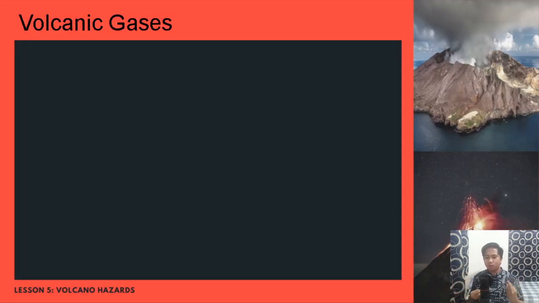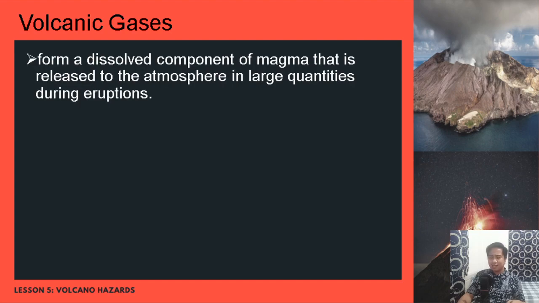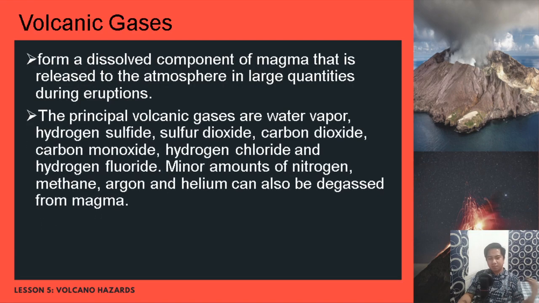Next is we have your volcanic gases. Of course, these are the gases expelled during the volcanic eruption. So the principal volcanic gases are water vapor, hydrogen sulfide, and all the stuff present in your volcano. So these are your volcanic gases. And let's try now to differentiate the different gases present in your volcano.